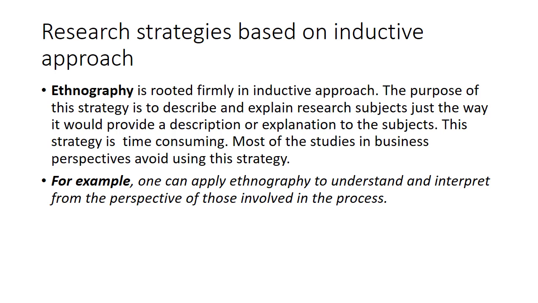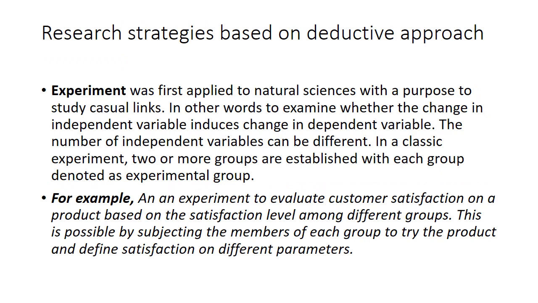See, ethnography is describing and explaining. This is the most important point of this. Describe and explain. Now, the experiment. Experiment was first applied to natural sciences with the purpose to study causal links. In other words, to examine whether a change in an independent variable induces a change in a dependent variable. So it is basically a causal link.